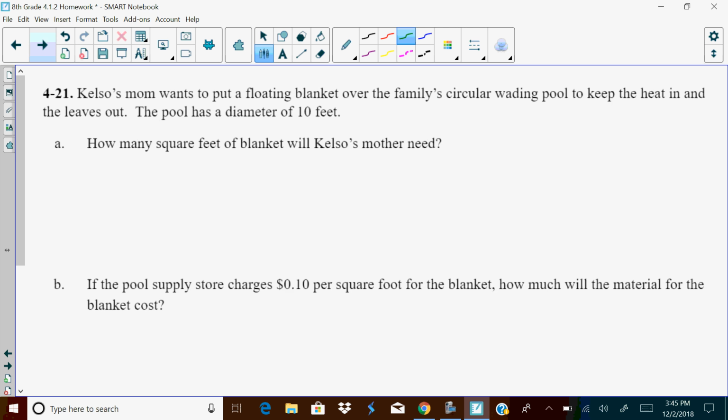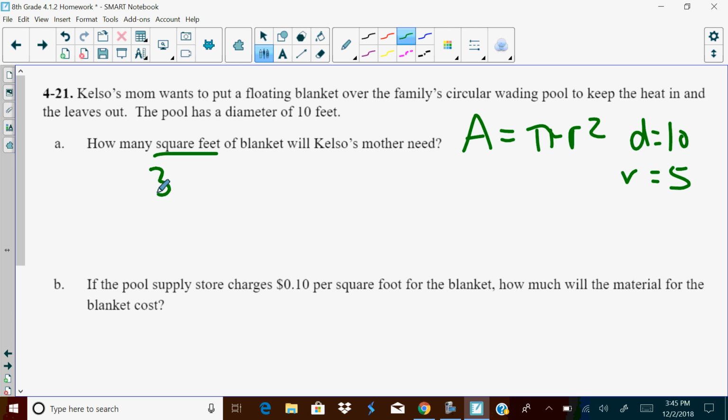Problem 21, Kelso's mom wants to put a floating blanket over the family circular wading pool to keep the heat in and the leaves out. The pool has a diameter of 10 feet. So square feet means to find area. To find the area of a circle, we do pi times radius squared. So if the diameter equals 10, the radius is 5. So we're going to do 3.14 times 5 squared. If we put it in our calculator, we end up with 78.5 feet squared.